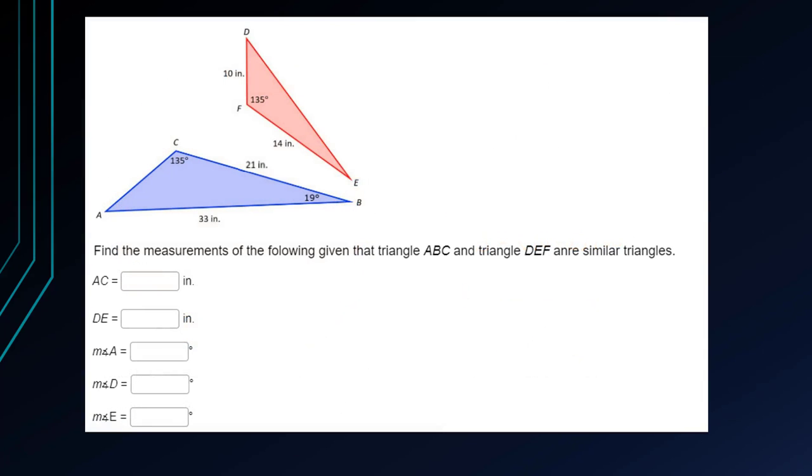For example 2, you were given that these two triangles, ABC and DEF, are similar triangles, and you were asked to find these various measurements. Now, there's two facts about similar triangles that I'm going to make use of here. The first of which is that corresponding angles are congruent. So I've got to figure out which ones are corresponding angles.